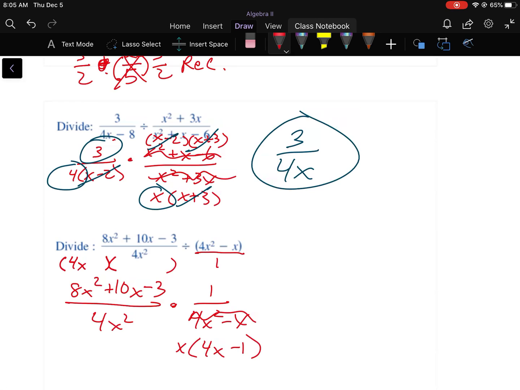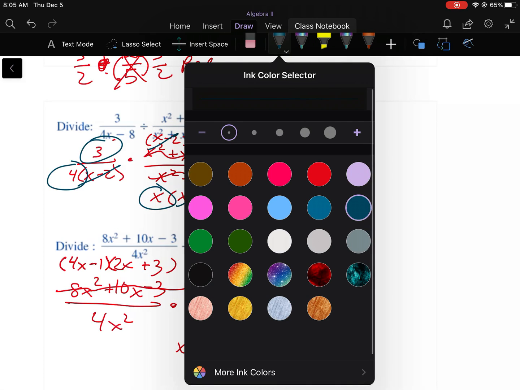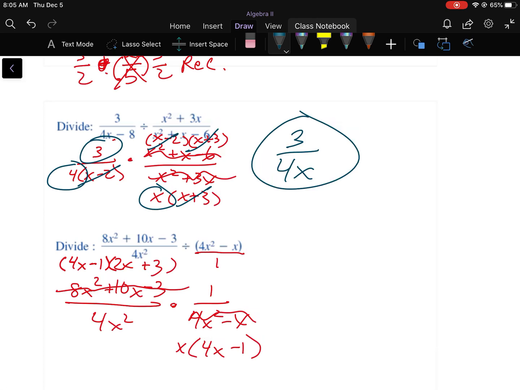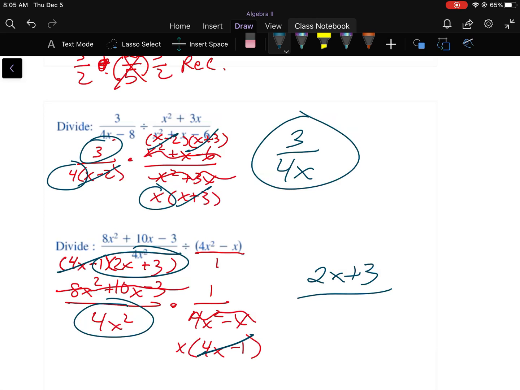Then I'm going to think of 8x squared as 4x times 2x. I'm going to try for minus 1, and that leaves me with a plus 3. Do a little foiling, yep, 12x minus 2x gives me 10x, so that works. So again, I go through and I go up vertically, nothing to cancel out, but diagonally I do. So on the top, I'm left with 2x plus 3. And then on the bottom, I got 4x squared times x, so 4x to the third.